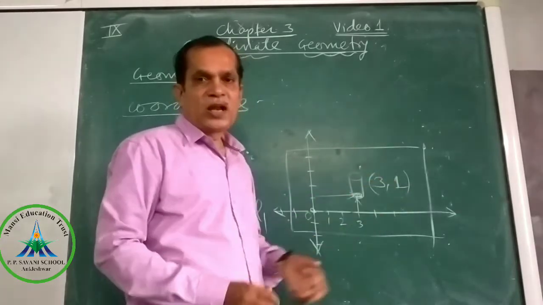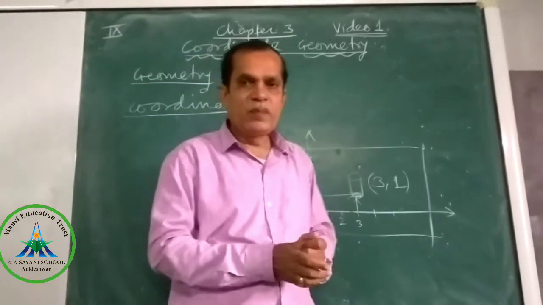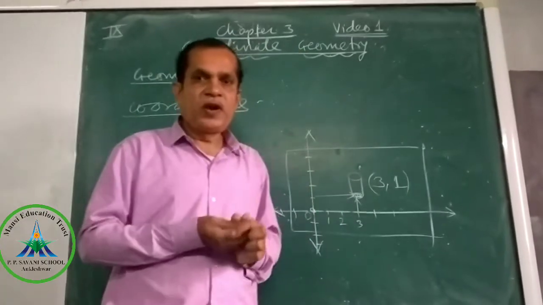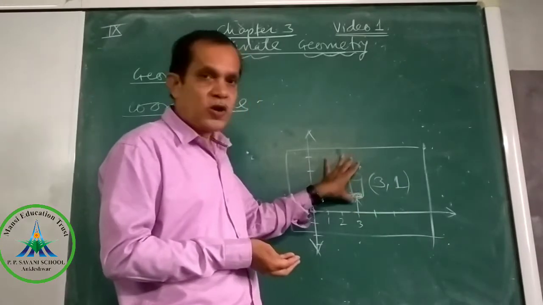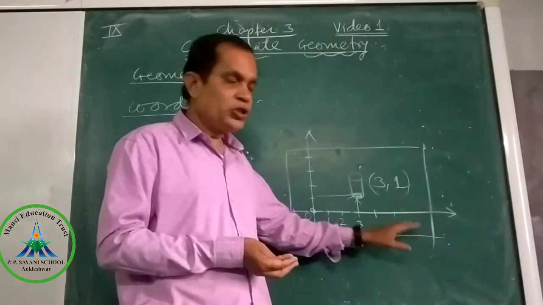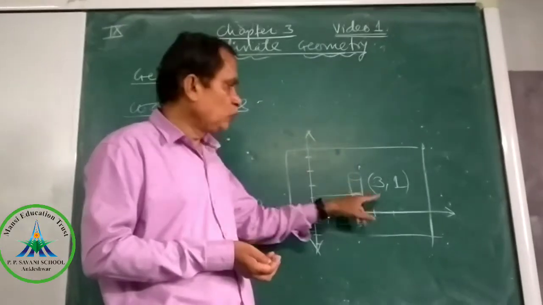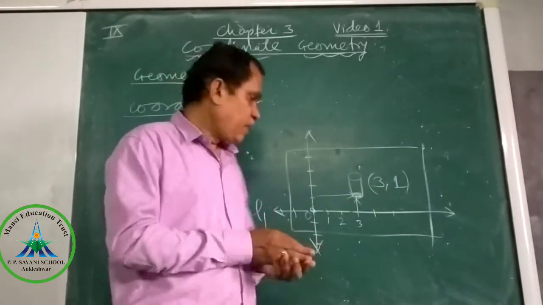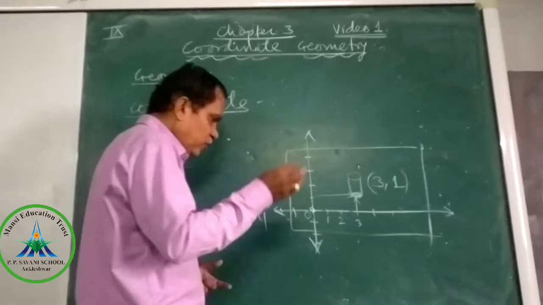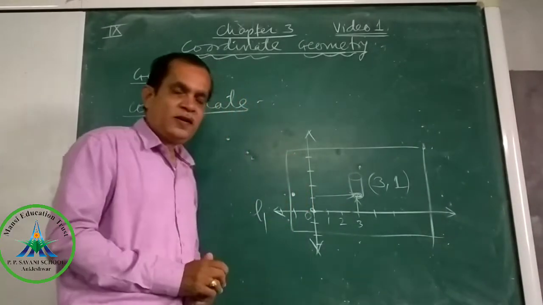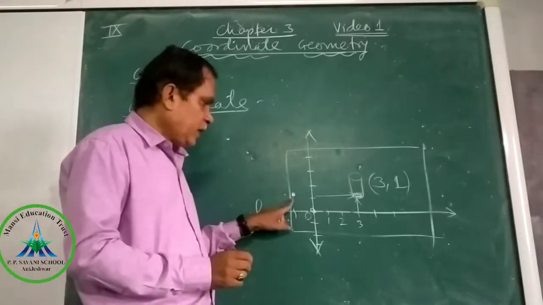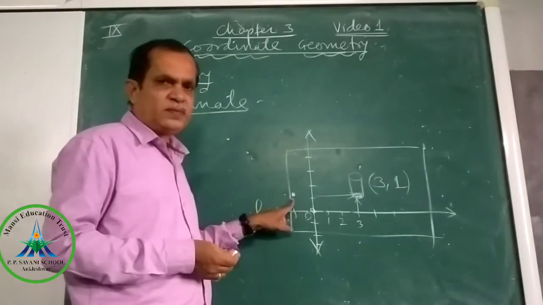So coordinates are numbers, maybe positive or negative. Why are they both positive? Because this is the first quadrant. Here x is positive and y is also positive. So both are positive. Suppose someone's pen is lying here. Okay, some object, maybe an eraser, is kept here.